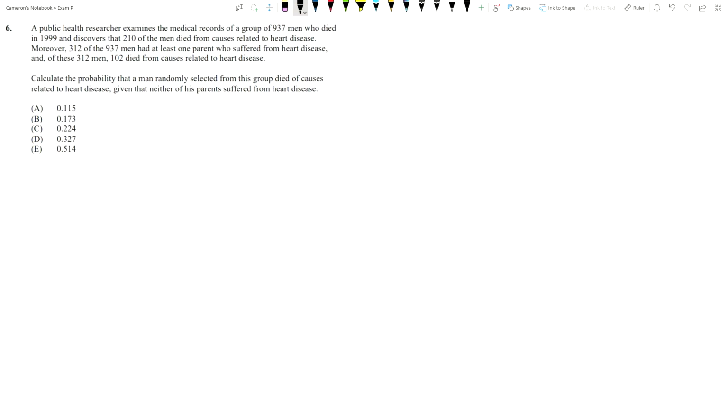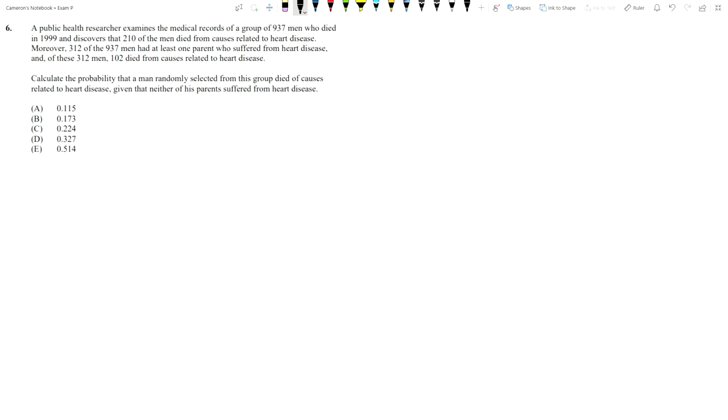Hey everybody, today we're going to be looking at Exam P sample question number 6. The question states, a public health researcher examines the medical records of a group of 937 men who died in 1999 and discovers that 210 of the men died from causes related to heart disease. Moreover, 312 of the 937 men had at least one parent who suffered from heart disease, and of these 312 men, 102 died from causes related to heart disease.